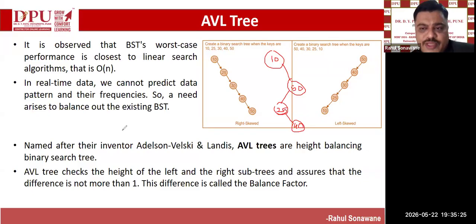Now you have to search 50. Then what will happen? First comparison, you will compare with the 10. As 50 is greater than 10, you will go to the right side. On the right side, you will find 50. So in only two comparisons, you can search the element 50 in my given BST. Same data. And this is also one of the skewed versions of that BST.